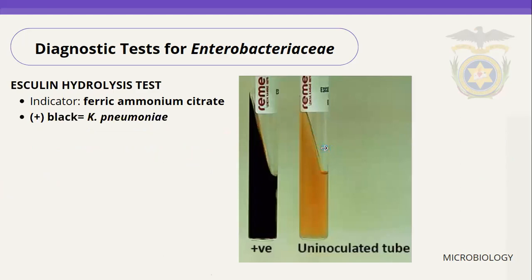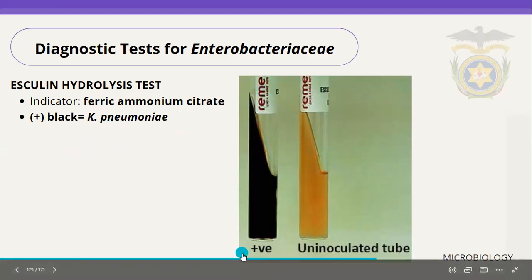Our next test is our esculin hydrolysis test, and the indicator used here is ferric ammonium citrate. This test is presumptive for the identification of Klebsiella pneumoniae, which is seen by the development of black color in this medium.